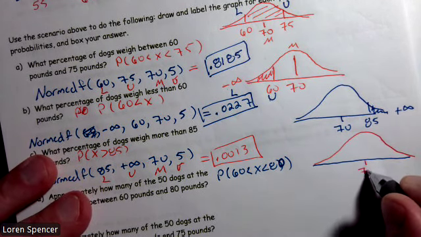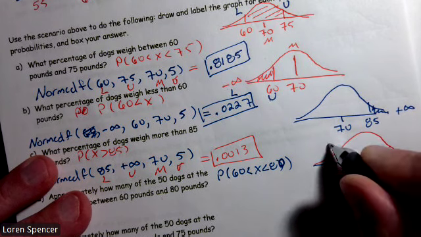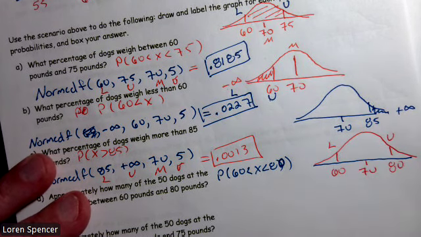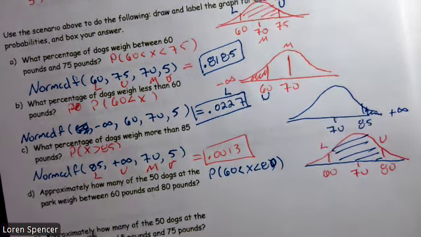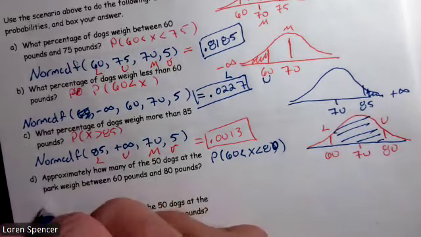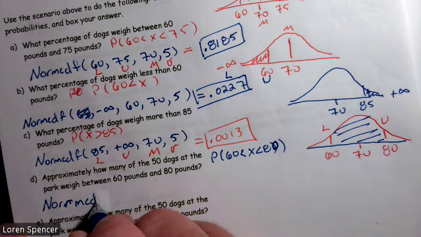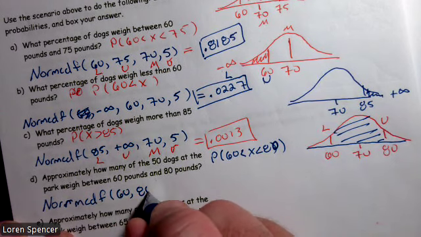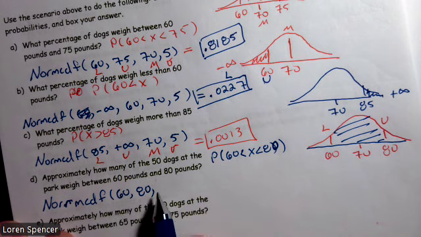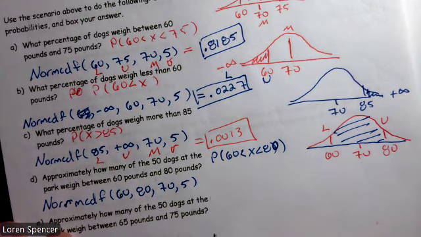So in this case, our mean is 70. We're looking from 60 to 80. This is my lower, this is my upper. So I'm shading in between there. And so I have a normal CDF, 60, 80, and our mean was 70, and our standard deviation is 5. That's still our lower, upper, mean, standard deviation. Let's go ahead and run that so we can get our probability.